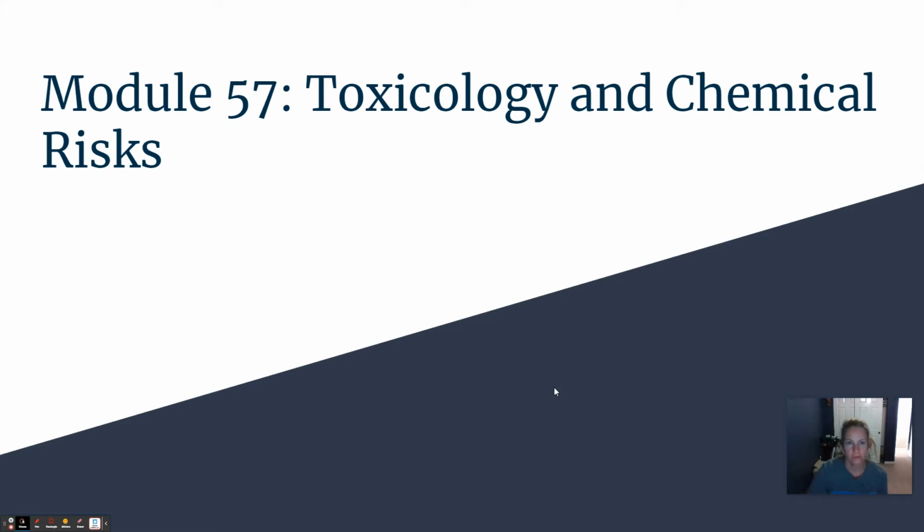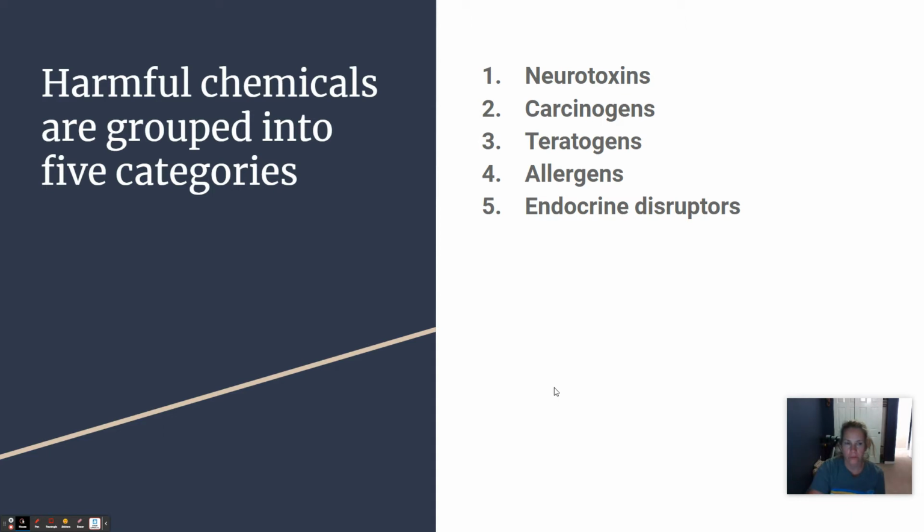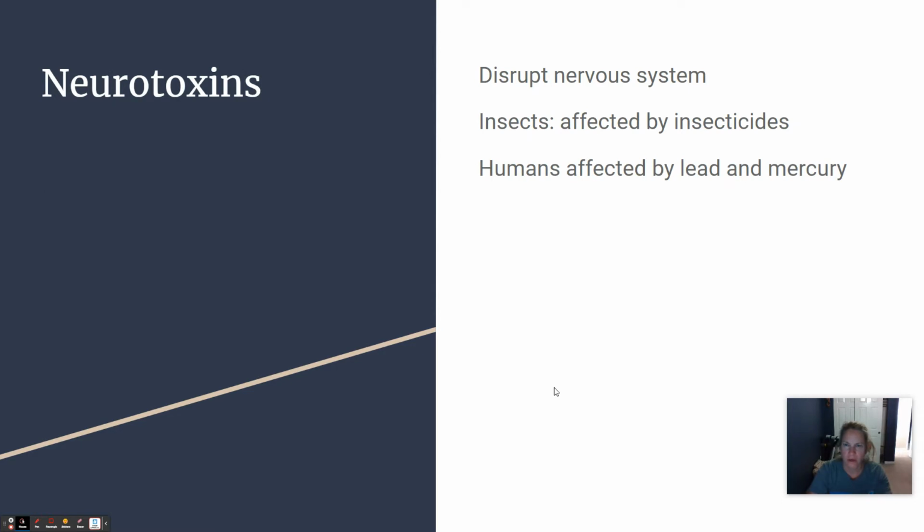Hello and welcome to Module 57, Toxicology and Chemical Risks. So harmful chemicals are grouped into 5 main categories, and they're listed here. So we've got neurotoxins, carcinogens, teratogens, allergens, and endocrine disruptors. So we'll talk about each one.